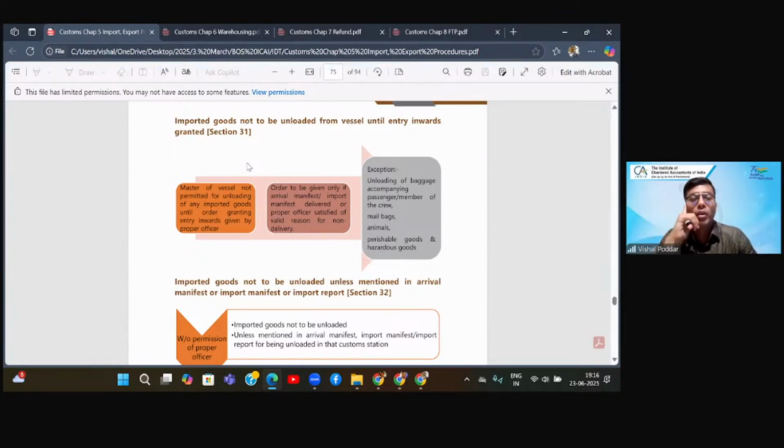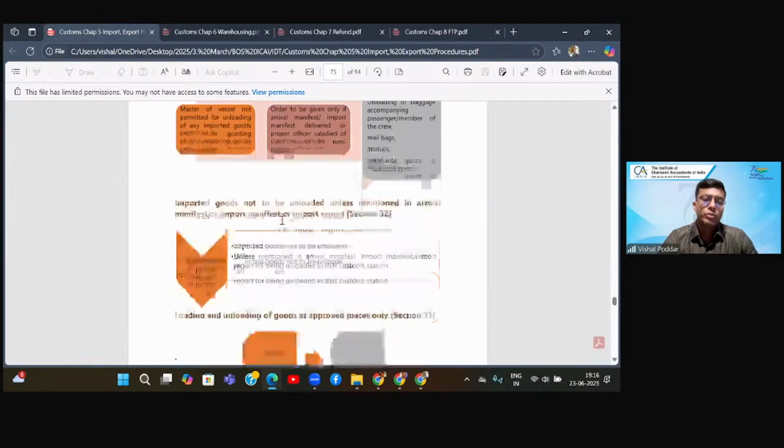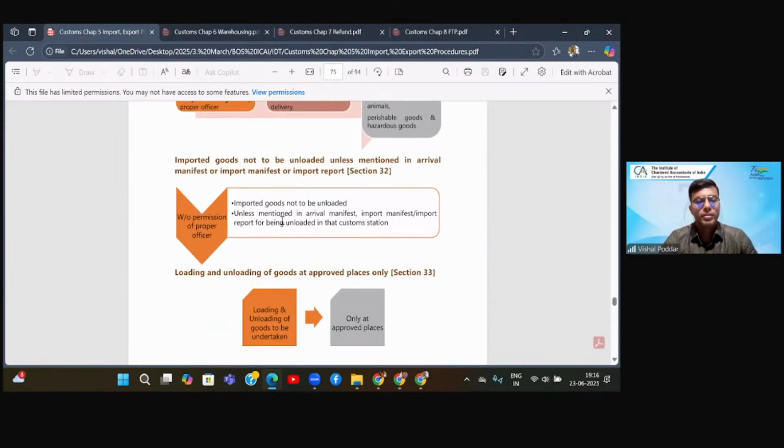So what does Section 31 say? Again, it is another responsibility on the person in charge, that before this permission of entry inwards is given, you should not unload any goods and you should not allow the disembarking of any of your passengers. Again, the exceptions are that unloading of baggage accompanying passengers and members of crew is allowed. Mail bags can be unloaded, animals, and even perishable or hazardous goods. These can be unloaded. Other than this, other things cannot be unloaded.